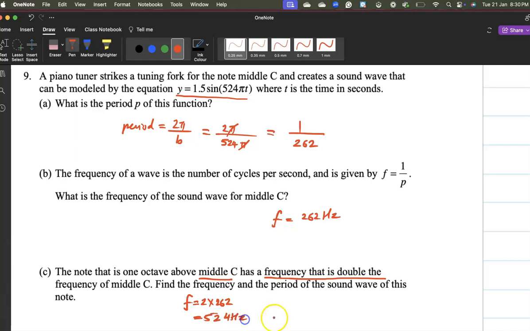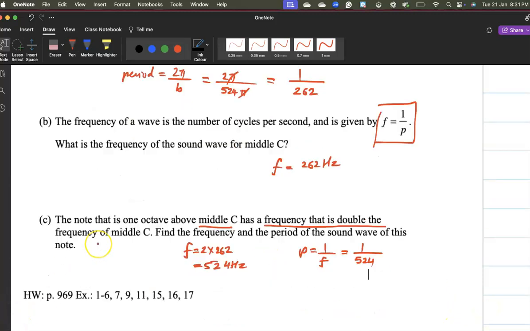What will the period be? Period will be 1 upon f, because f is equal to 1 upon p, so p is equal to 1 upon f. So 1 upon 524. Very easy. That's it. We finished.